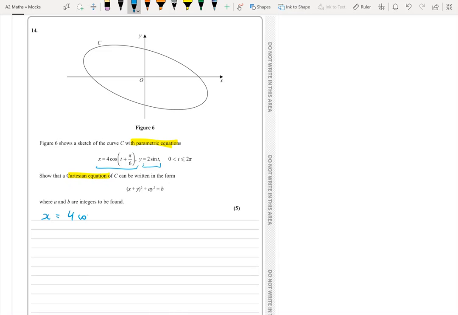x is 4 cos of t plus pi over 6. Cos of t plus pi over 6, that's the cos a plus b formula from the formula book. So we've got a factor of 4. We get cos t cos pi over 6, and then there's a negative sign, and we get sine t sine pi over 6.